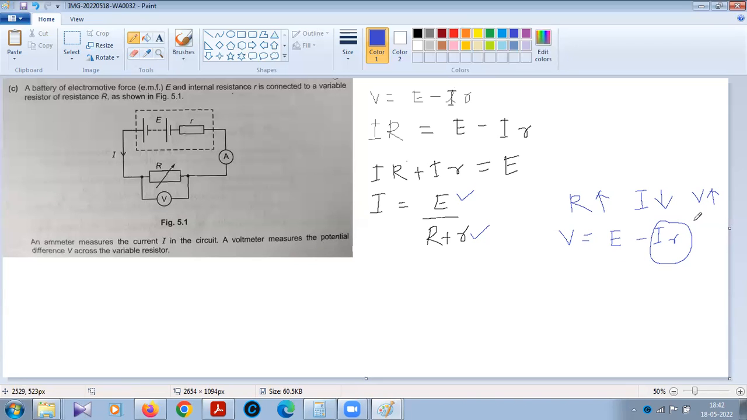So then it increases, because a lesser term is getting subtracted. It's like 8 minus 5. How much? 3. Now if it is 8 minus 4, it is how much? 4. So this term has decreased. So this voltage is going to increase. That is appearing in this voltmeter or across this variable resistor. Or this is the same voltage across this battery that is coming.